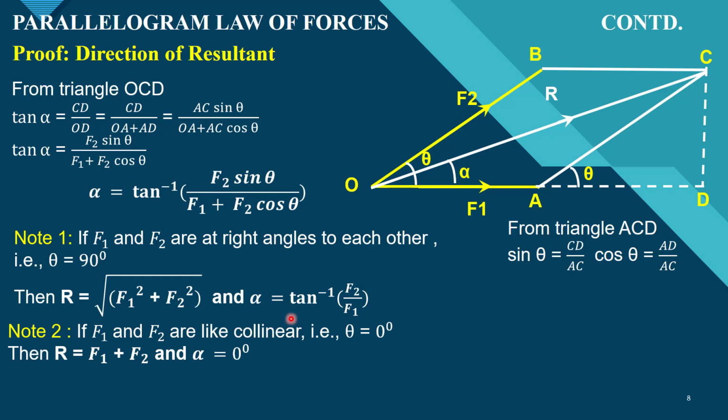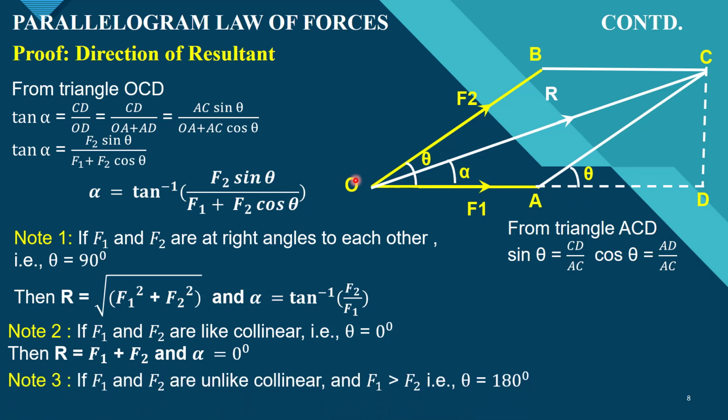Now one more case is there. We are assuming that F1 and F2 are unlike collinear. Collinear means line of action will be the same, so F1 and F2 will have the same line of action. And unlike collinear means they will have different directions. So F2 will be acting towards left and F1 will be acting towards right. So what will be the value of theta? Theta will be 180 degree. Let us assume that F1 is greater than F2. In that case, we will get R as F1 minus F2 and alpha will again be equal to 0 degree.